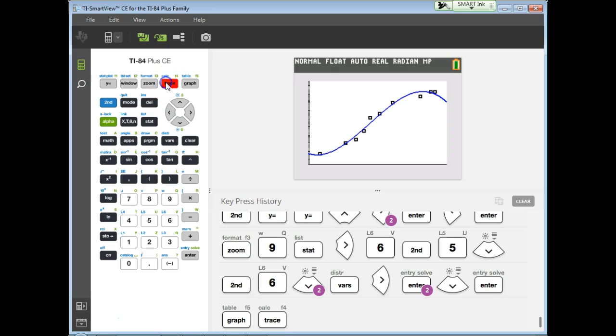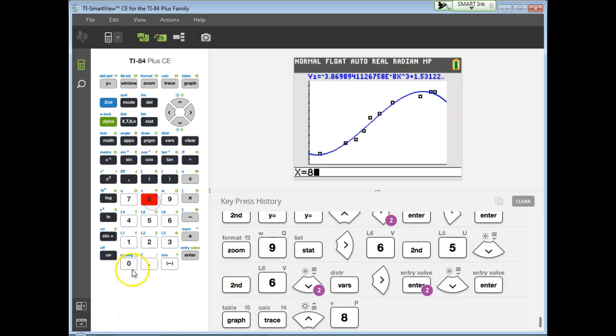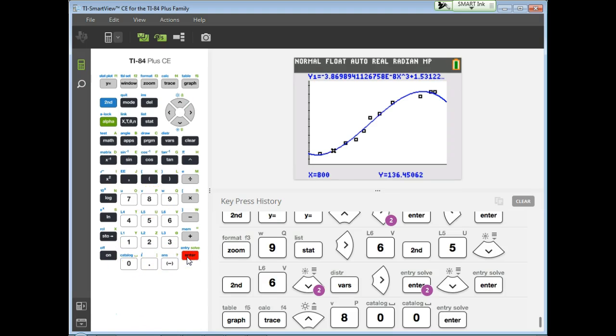But if we hit trace, right now it's on the scatter plot. Who remembers how I get to the function? So I'm off of the scatter plot. Just hit the up arrow. That works. So now you're on the other function. And then 800 calories is what they wanted. Okay, jot that number down. 136.45. Yep. Little cal.